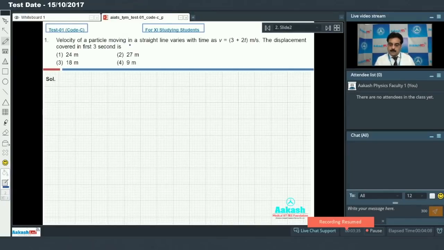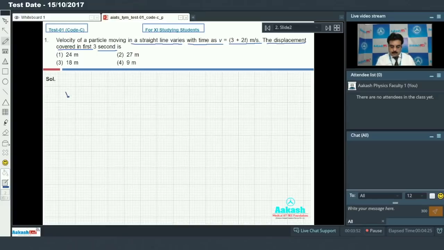The velocity of a particle moving in a straight line varies with time as 3 plus 2t meter per second. The displacement covered in the first 3 seconds is. So I need displacement, and this question is based on the application of integration.